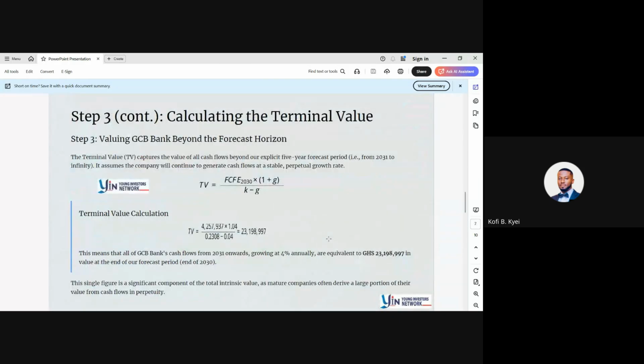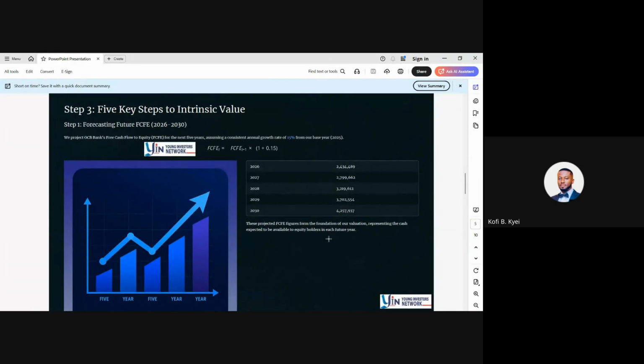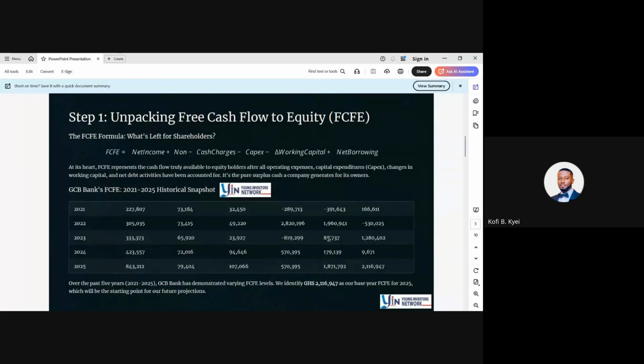Understand the process, but there are some complexities here. How to identify that this is net income? How to identify that this is non-cash charges? How to identify that this is capex? And how to identify that this is change in working capital? Then net borrowing. That is where I think the challenges are.